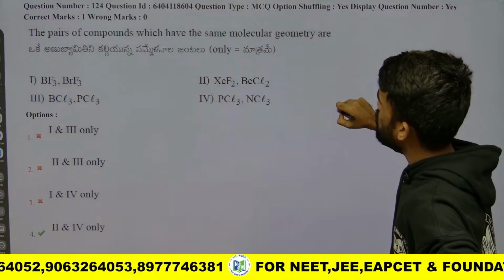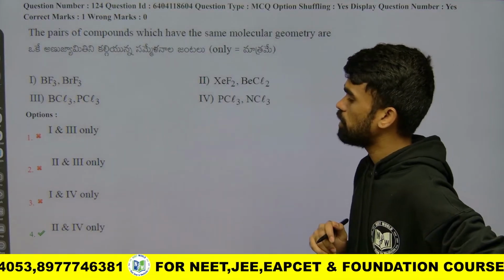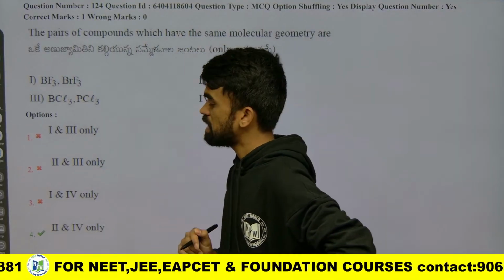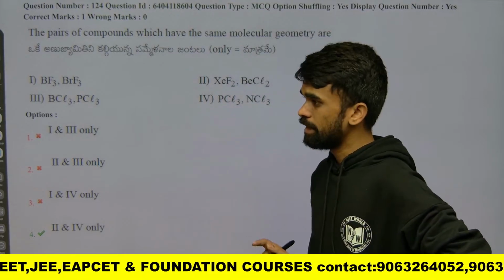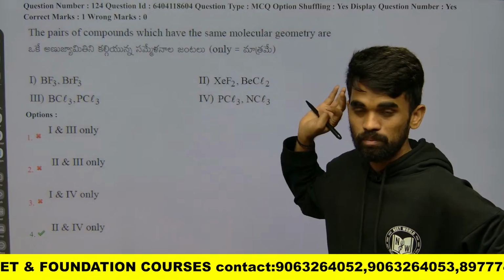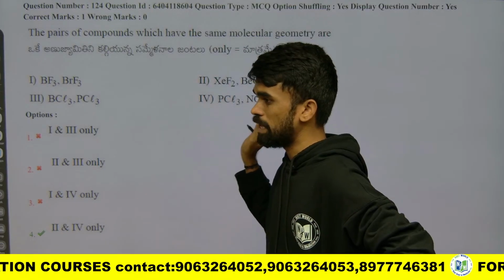124. The pair of compounds which have the same molecular geometry. So how can we do this? This is again from chemical bonding. I hope every serious aspirant will definitely do this kind of question, because they should go to the exam only after studying chemical bonding. That much important this chapter is for JEE, NEET, EAPCET, all the exams, right?